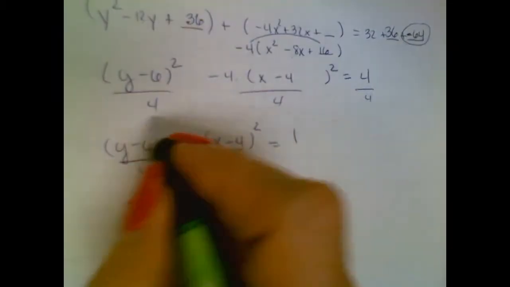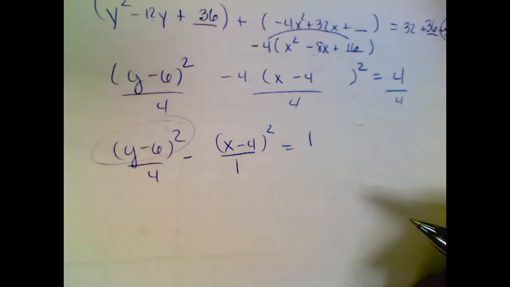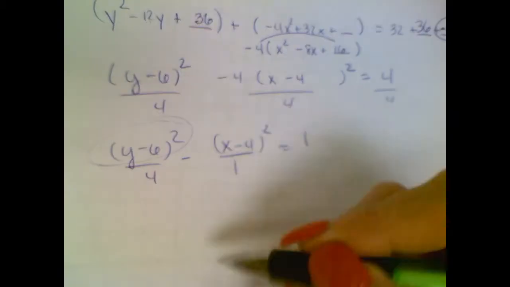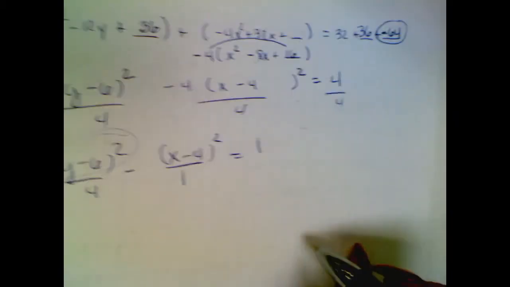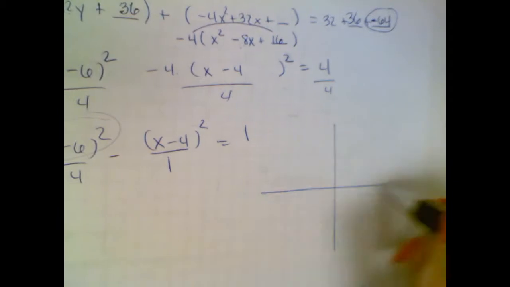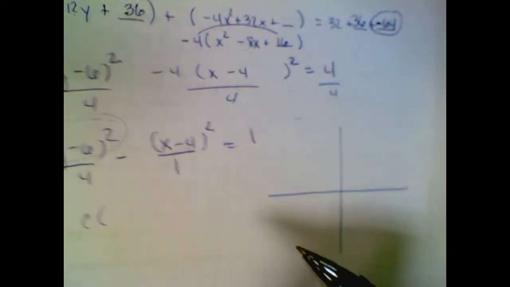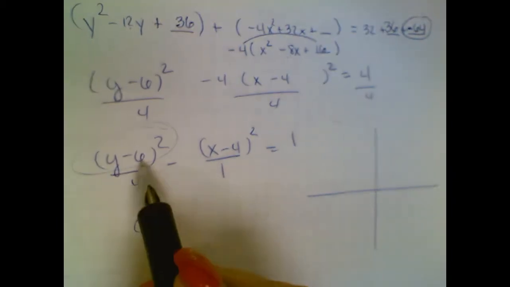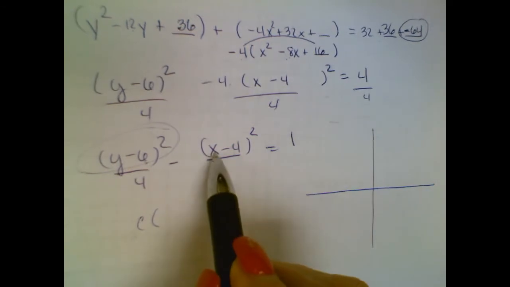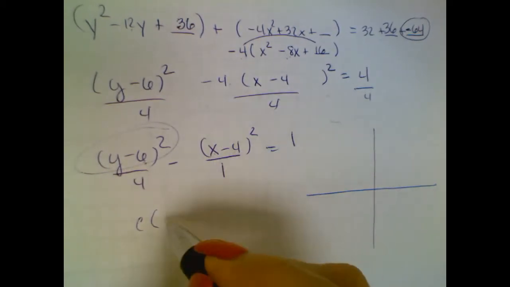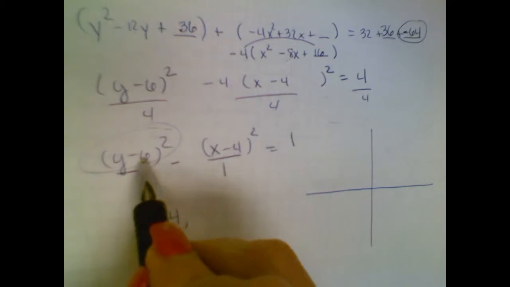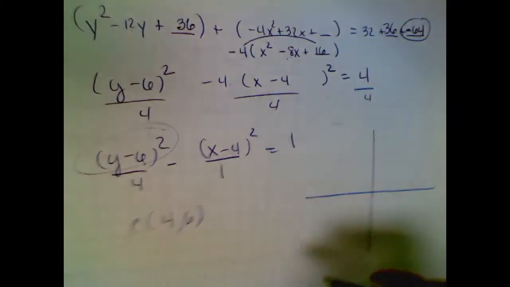Now this time, notice the y is the positive term. So this is going to be an up and down type 2 hyperbola. First the center. Now, sometimes people get the center wrong because they want to do this one first, but you always have to locate the x. The opposite of the number with x is 4. The opposite of the number with y is 6, so the center is 4, 6.